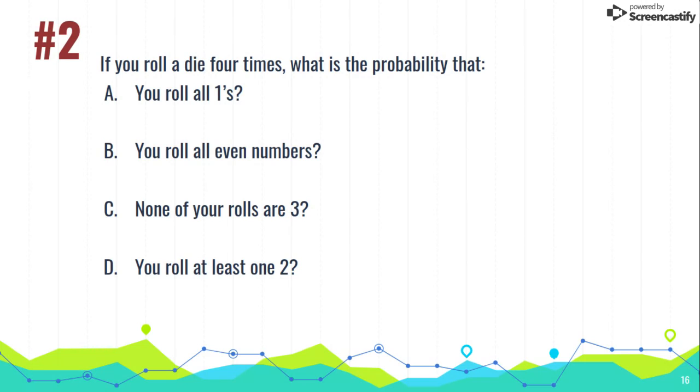Problem number 2. If you roll a die 4 times, what is the probability that A, you roll all ones, B, you roll all even numbers, C, none of your rolls are 3, D, you roll at least one 2? The answer to A is 0.0108. The answer to B is 0.0625. The answer to C is 0.4823. The answer to D is 0.5177.